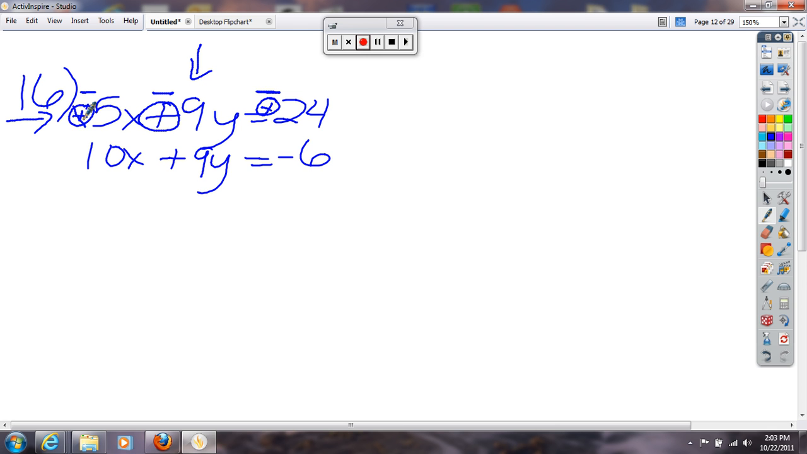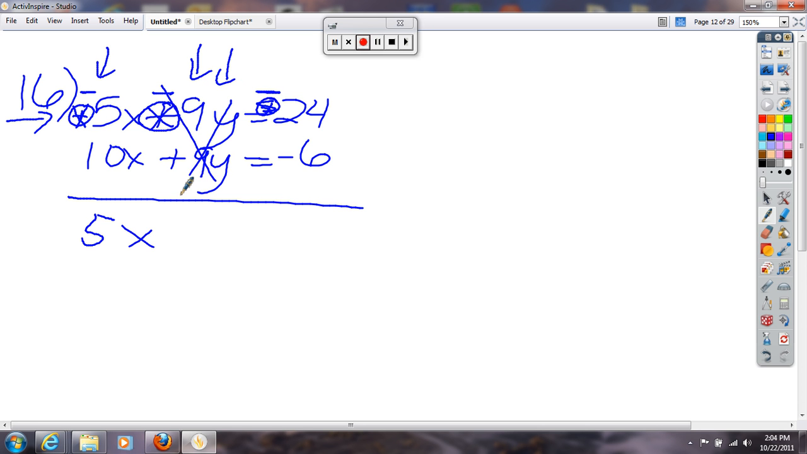I don't want the ones that are circled, they're gone. So I'm going to mark them off, don't get confused. And now I'm going to add down. On this row, it is 10 on the bottom, a positive 10, minus 5 is 5x. And the middle one, again, this one is 9 minus 9 is 0. They cancel. Equals a negative 24 and a negative 6.